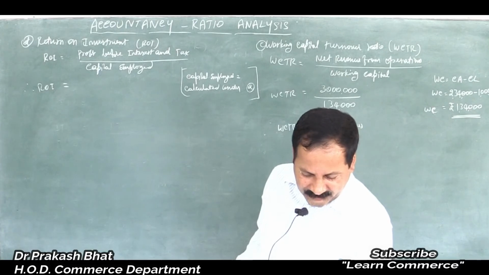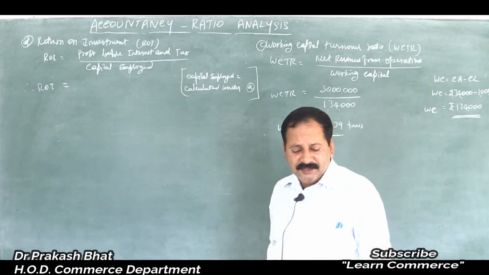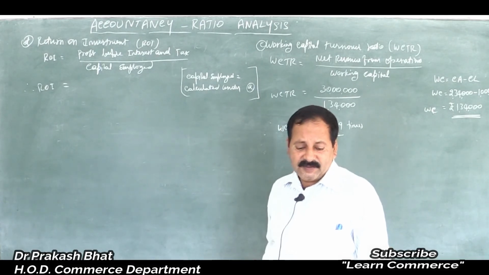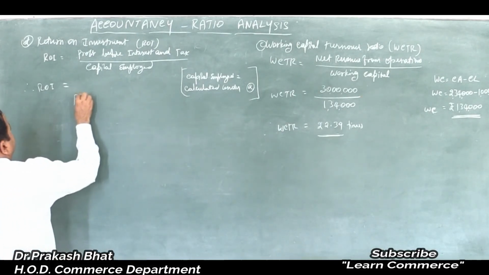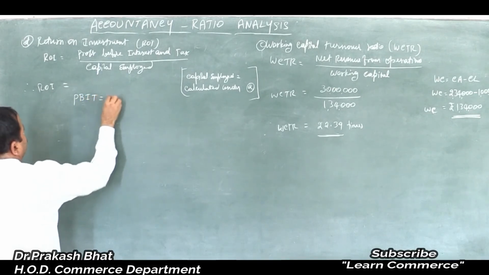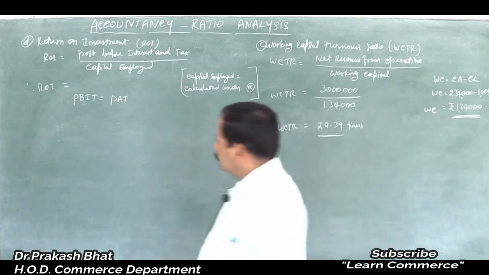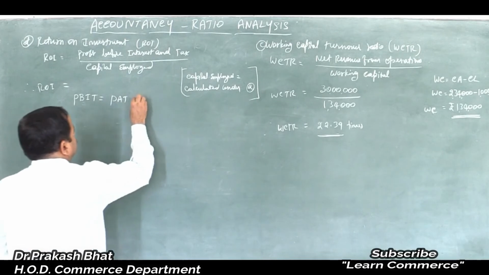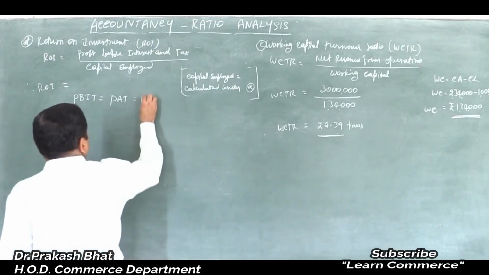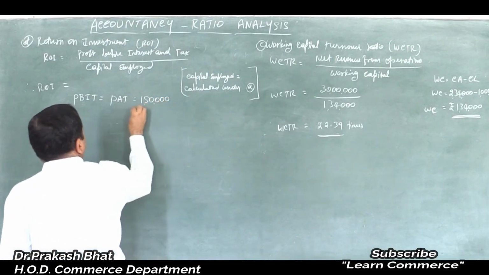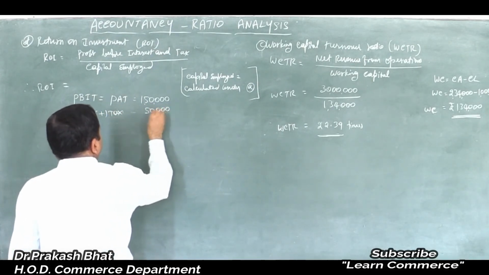Now move on to the other part. How will you calculate profit before interest and tax? PAT, profit after tax, is given. Profit before interest and tax is equal to PAT plus tax. PAT is 1,50,000, add tax 50,000, so 2 lakh.